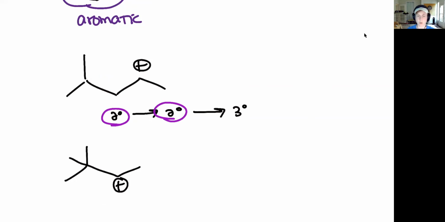This is a horizontal move. We're going from one stability to something that's equally as stable. And so it's never really going to happen. Although we could end up in a more stable position, we wouldn't go through an equally stable intermediate in this case. So again, this one would have no shift.